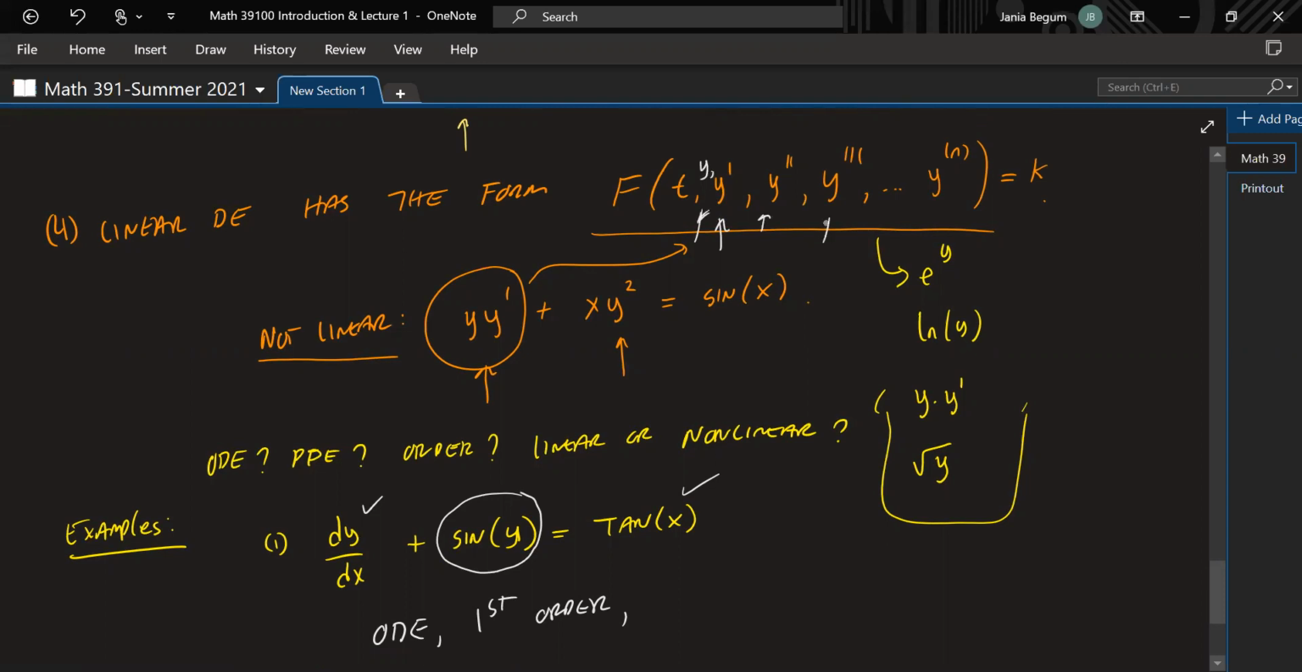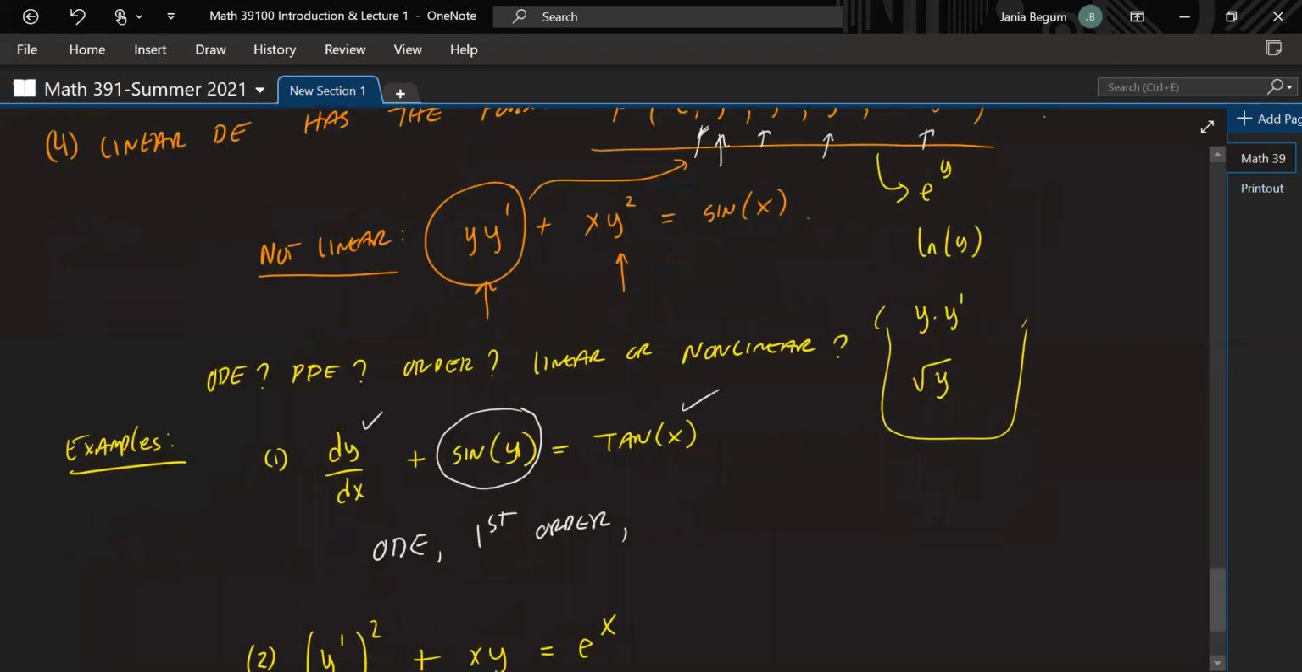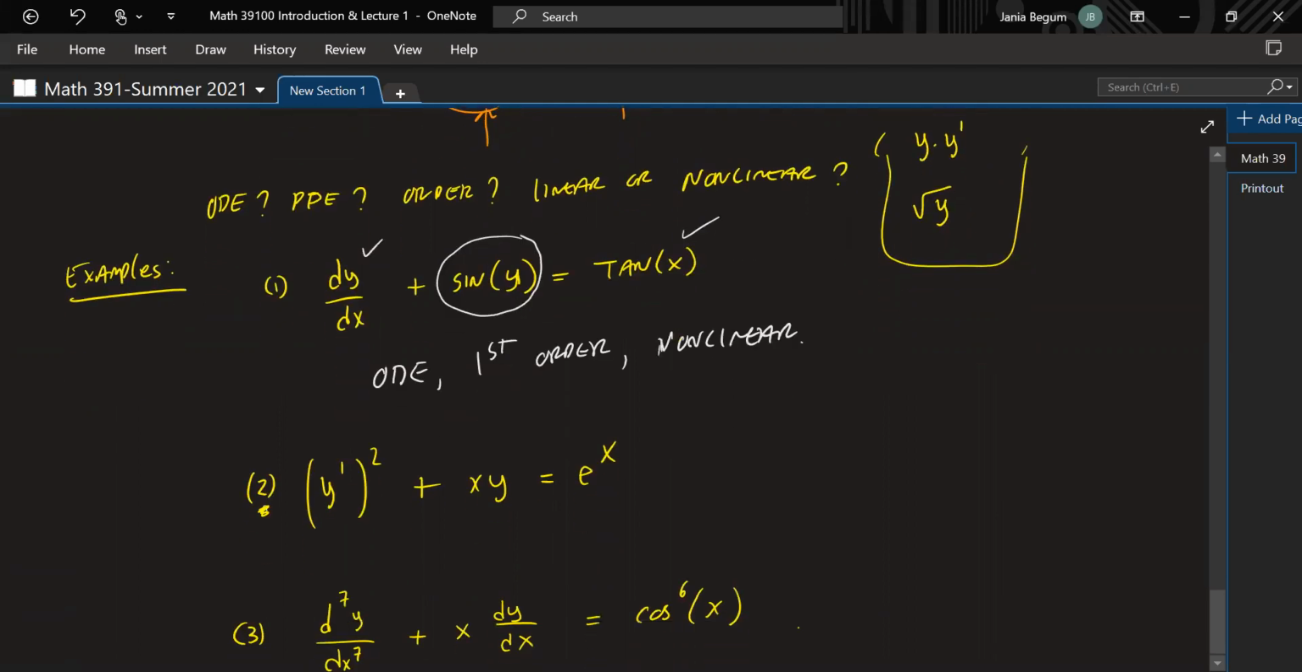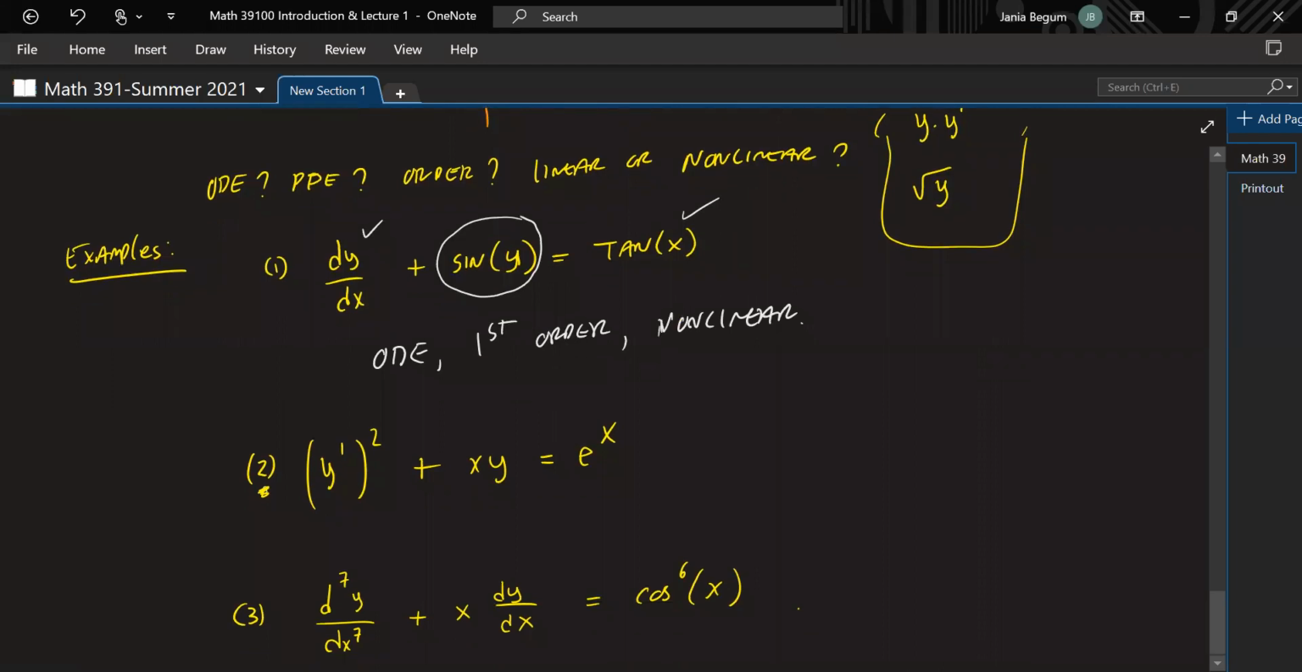Right? So all of these terms have to be totally independent. You cannot multiply them. You cannot raise them to a power. You cannot put them into a function because that way it'll become nonlinear. So because you're doing sine y, so your dependent variable becomes an input for the sine function, that makes it nonlinear. Okay. So I hope this makes sense. Let me know if you have questions.